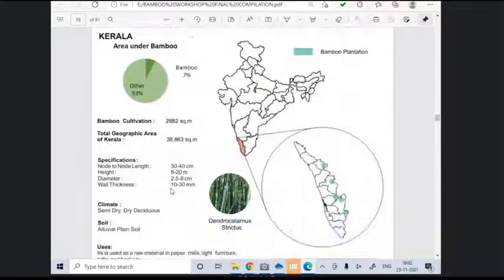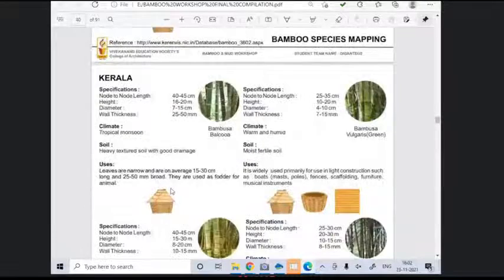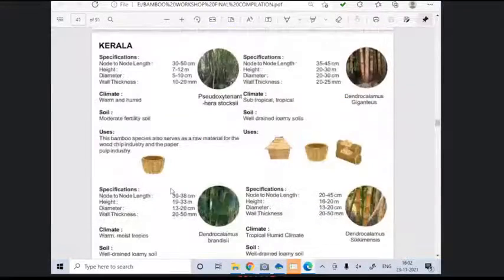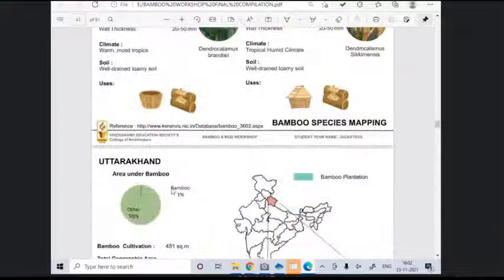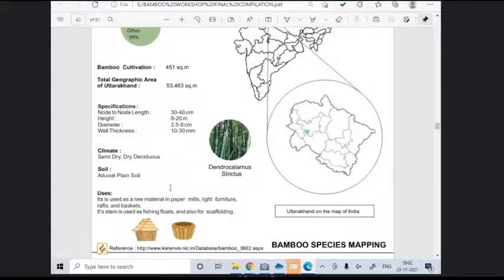So we further marked the southern states of western India also. We found that Dendrocalamus strictus was more prominent in southern India. These are again the species that were mapped in the analysis. Our overall analysis was that Dendrocalamus strictus is prominent in the southern states and Bambusa balcooa is prominent in the northern states.